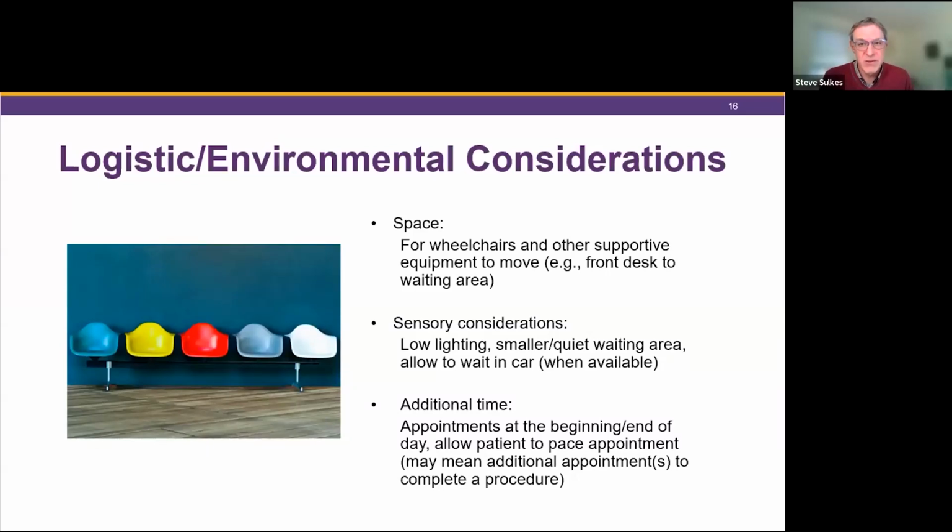Some of the sensory issues that are mentioned here are things like low lighting, quiet waiting areas, and allowing people to wait not in the waiting area, but somewhere else until their appointment time begins. I will tell you that more than a handful of times, I have actually seen patients in their cars because they wouldn't come in, but I could do what I needed to do in their space. And there was no reason not to do that. Still charged for it, still got the time in.